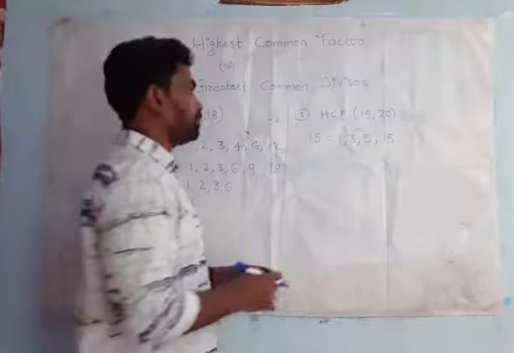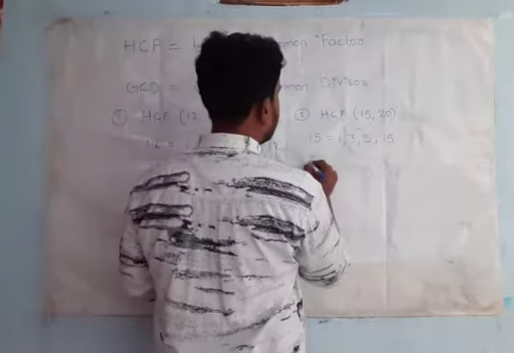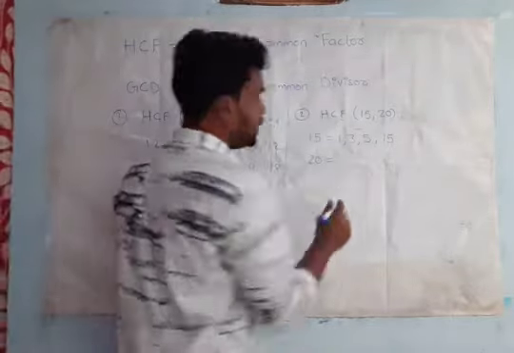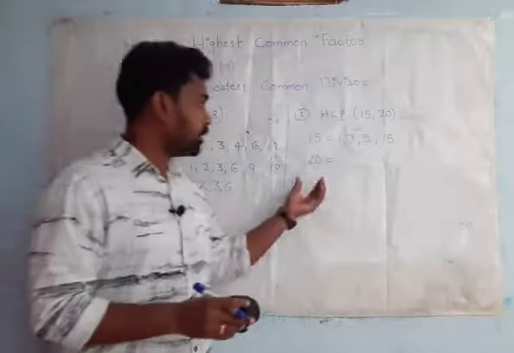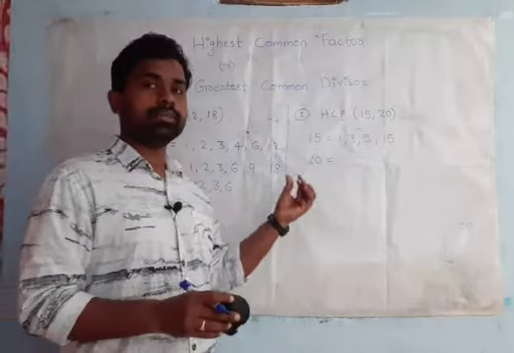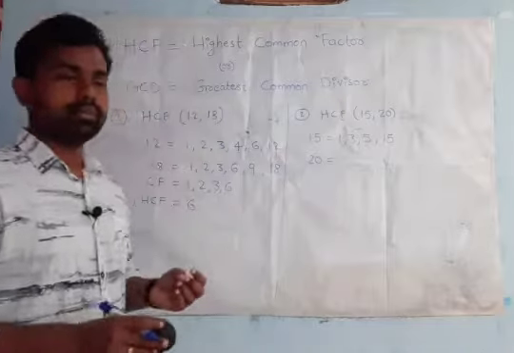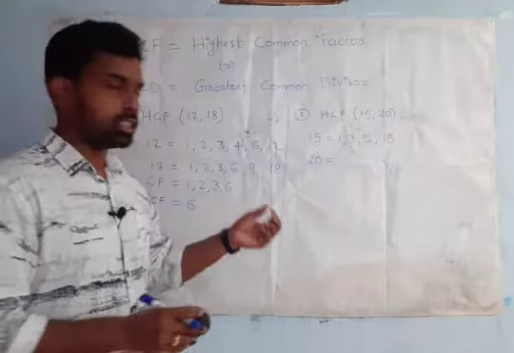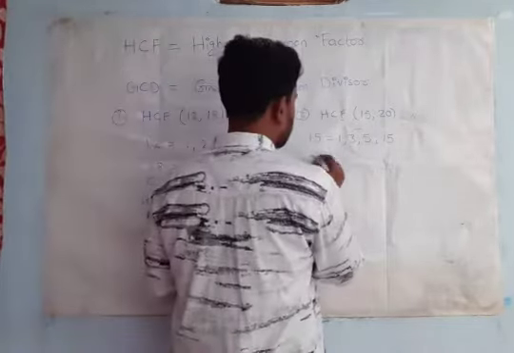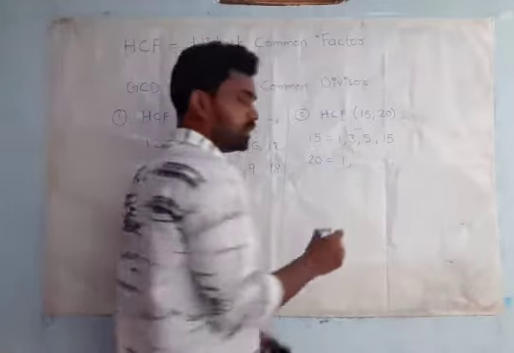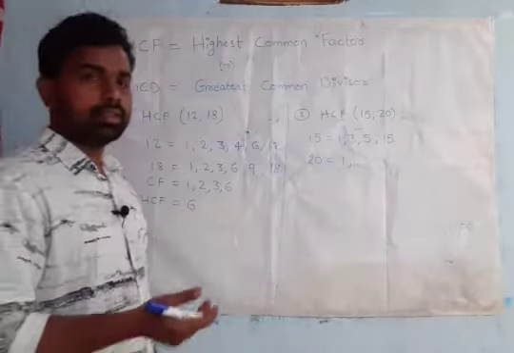Okay. Now next number is 20. Now tell me, what are the factors of 20? It means this 20 is present in which tables? 20 is present in which table? In one table 20 is there, yes or no? So you write 1. Next, in 2 table, yes, 20 is there.